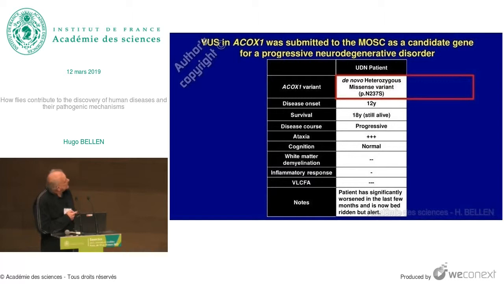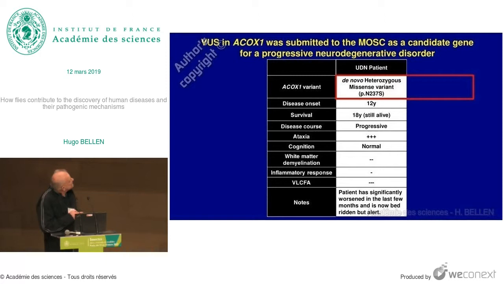And you can notice that there was no white matter demyelination, nor inflammatory response, nor increase of very long-chain fatty acids, and that will become important because this was a very bizarre phenotype associated with this gene, ACOX1. Normally when kids have an ACOX1 deficiency, and there are about 30 cases in the literature, they are sick at birth, and they usually die within the first 3 or 4 years. They become blind and deaf and completely paralyzed, tube-fed, and eventually die. So a very different progression than this patient.